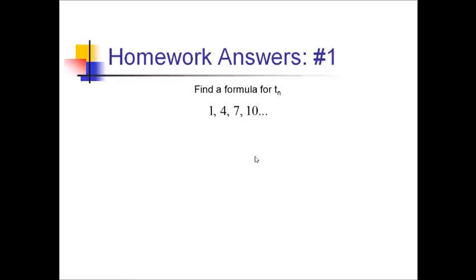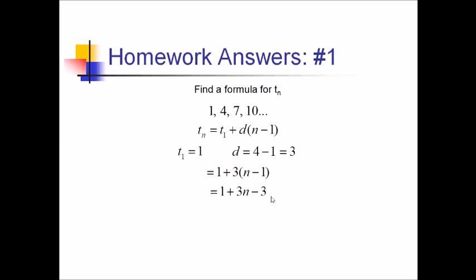For number 1, we're trying to find a formula for the nth term. Since they're giving us the first term, we can use our general formula, our easy formula, Tn equals T1 plus D times n minus 1. Our first term, T1, is just 1. Our common difference, D, is any of these terms minus the term right before it. So 7 minus 4 or 4 minus 1, any of those should always give you 3 in this one. So we've got Tn equals 1 plus 3 times n minus 1. We can simplify this, distribute that 3, that's 3n minus 3. And then 1 plus negative 3 comes out to negative 2 plus 3n.